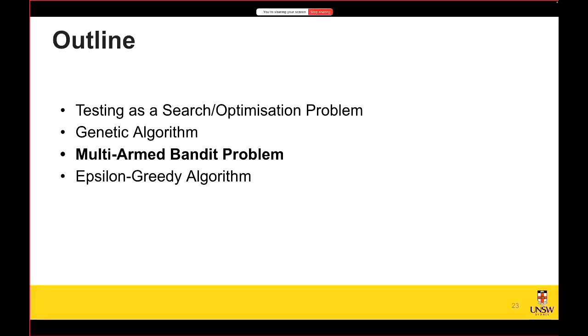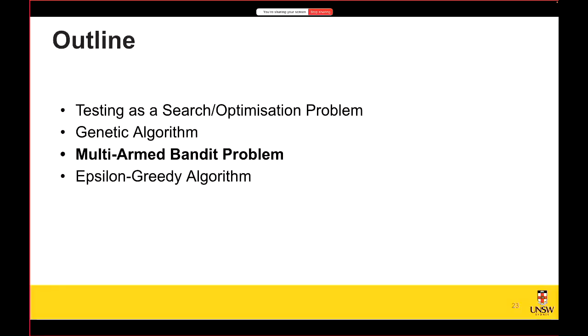Okay, let's start. The second half is similar to the first half. We can model the testing process as some typical or classical problem, and then we can apply algorithms derived from that problem to help the testing process.